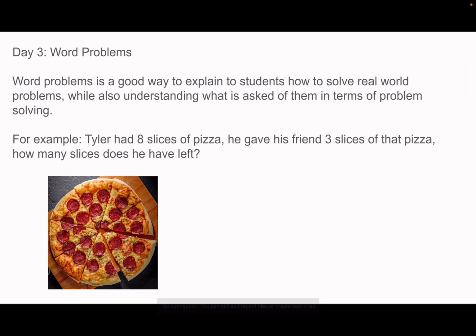So in this case, Tyler has 8 slices of pizza, so we can draw 8 slices of pizza in total, a giant circle with 8 slices, and take away 3. We can draw an X on 3 of those slices of pizza and count what is left. And this will be a great way for students to understand that taking away is just a pattern, and to analyze the correct way to subtract.